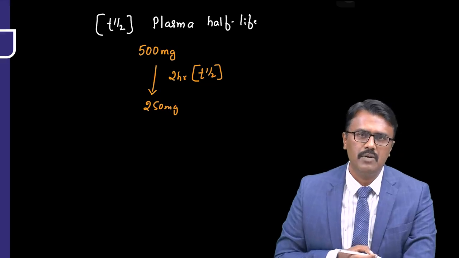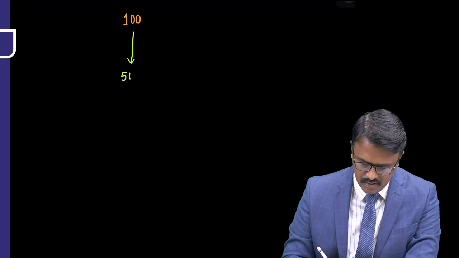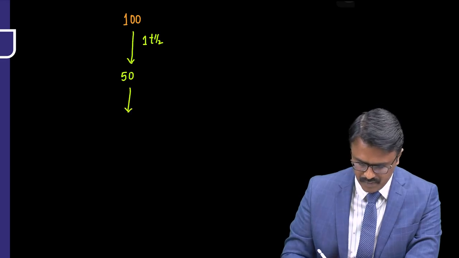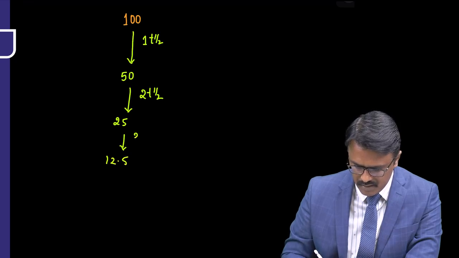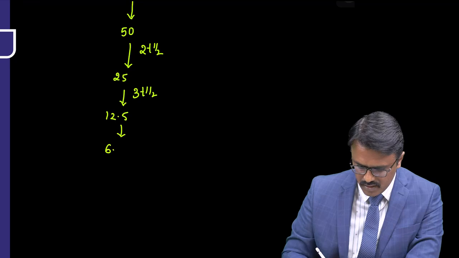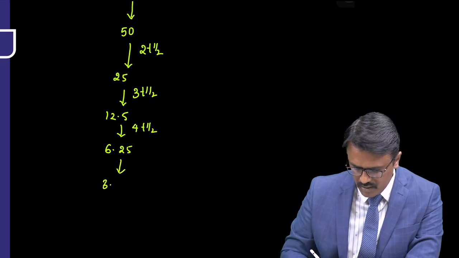Now, how many half-lives are required to eliminate the drug? Let us take the example. Suppose we give 100 molecules of the drug. 100 has to become 50. For that, you require 1 half-life. 50 has to become 25, requires 2 half-lives. Now, 25 has to become 12.5, that is 3 half-lives. Now, 12.5 has to become 6.25, you require 4 half-lives. And 6.25 will become 3.125 after 5 half-lives.